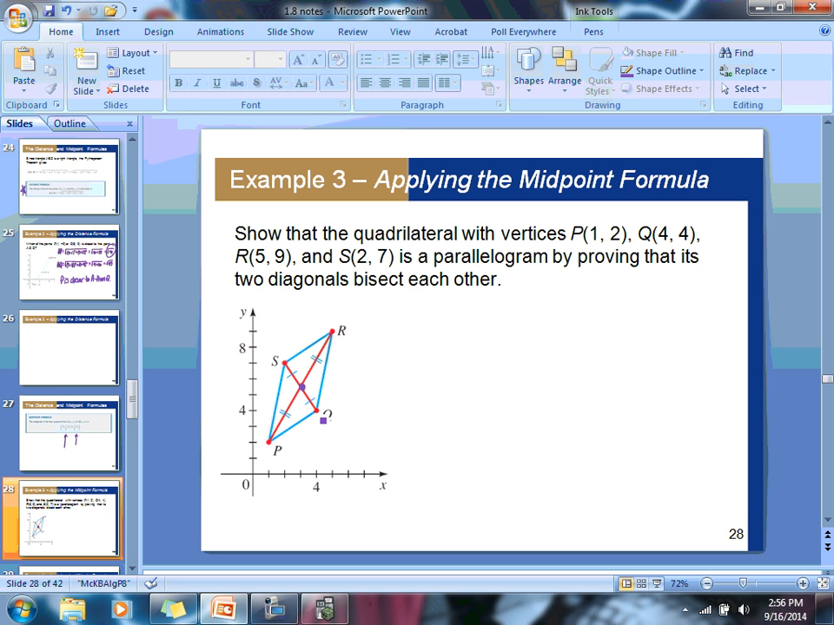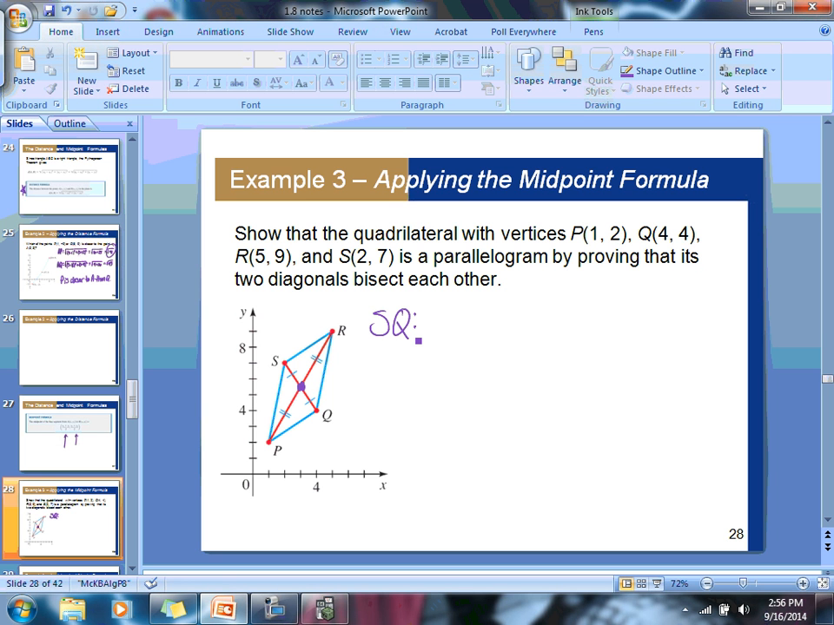So you have to think back to your geometric roots here. So basically, we need to find that midpoint between PR and SQ. And if they have the same midpoint, then they're going to intersect or bisect each other at that same point. So let's just start with SQ. And if I want to find the midpoint, I'm going to take my ordered pair for S and Q.